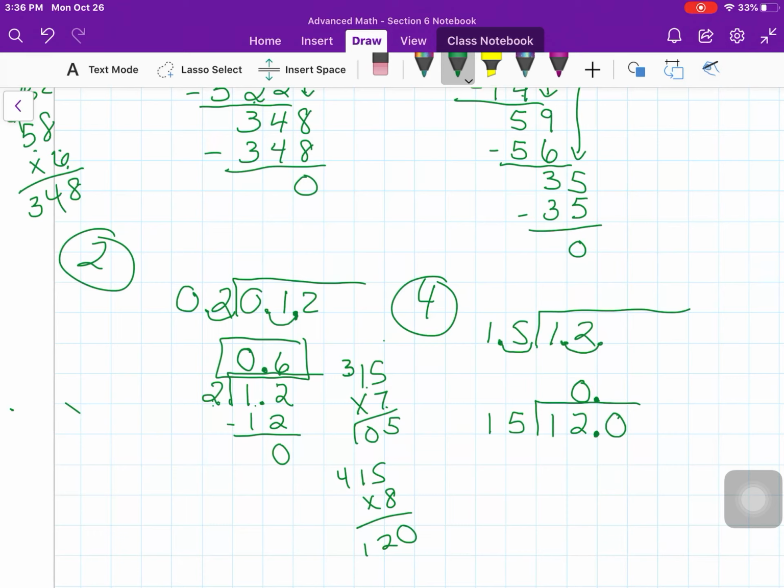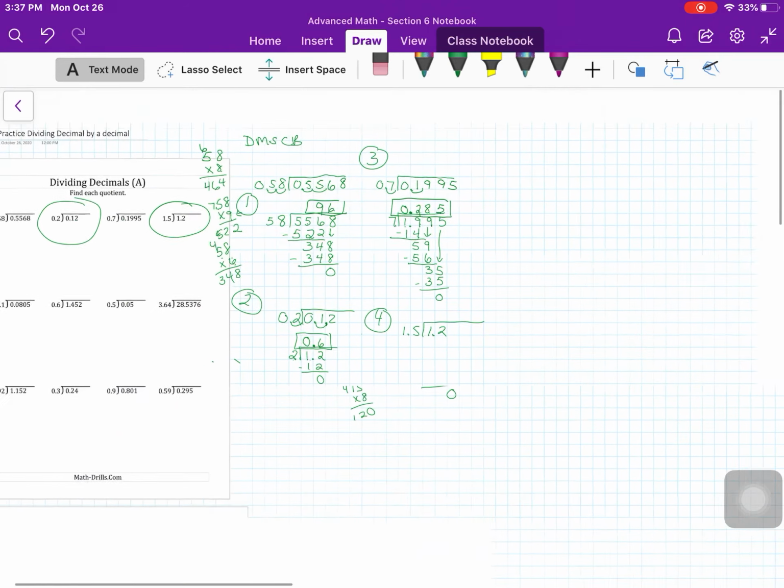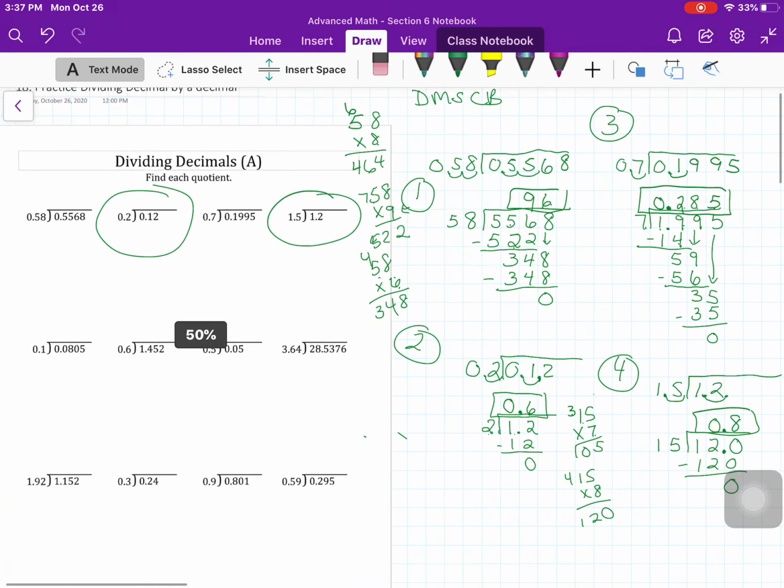And what do you know? That works out evenly. So 15 goes into 120 8 times. 8 times 15 is 120. Subtract, and you get 0. So 0 and 8/10 is your answer.